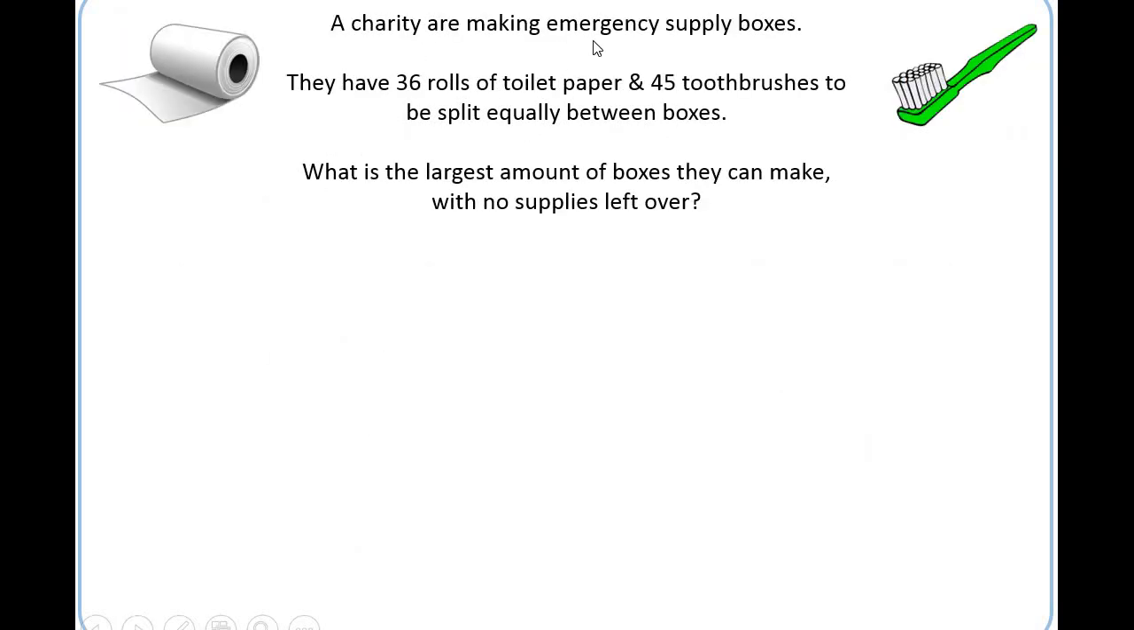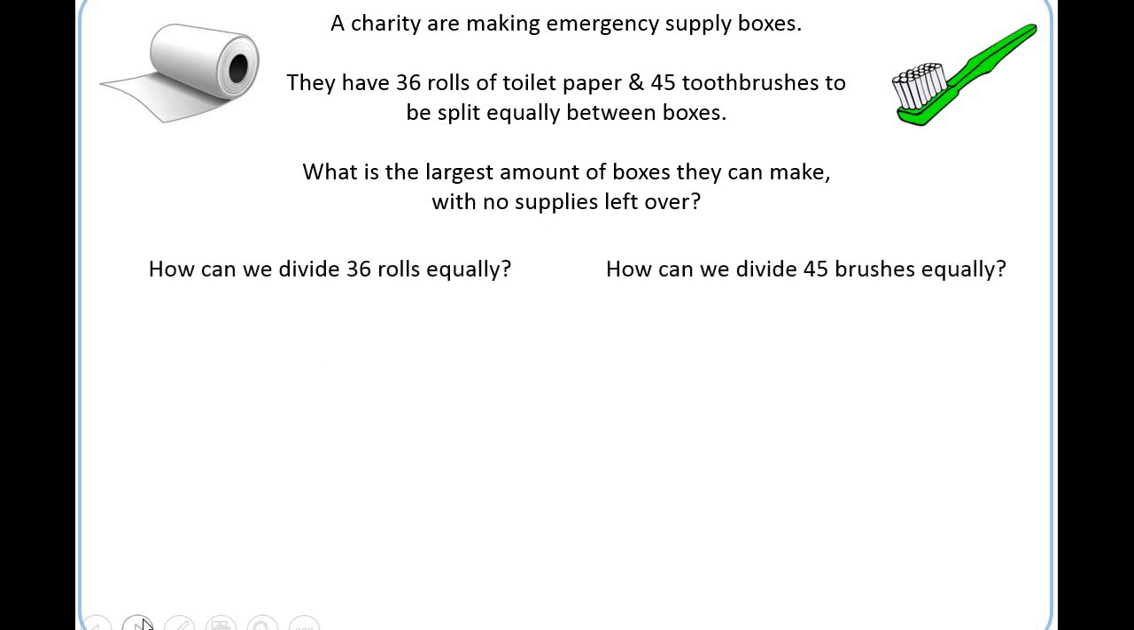Okay, let's look at one more. A charity is making emergency supply boxes. They have 36 rolls of toilet paper and 45 toothbrushes to be split equally between boxes. What's the largest amount of boxes they can make? So the clue is we want the largest here, just like we wanted the largest amount of groups on the previous one and we wanted the largest piece of wood on the one before that, and we don't want any left over again. So let's start with the toilet roll.